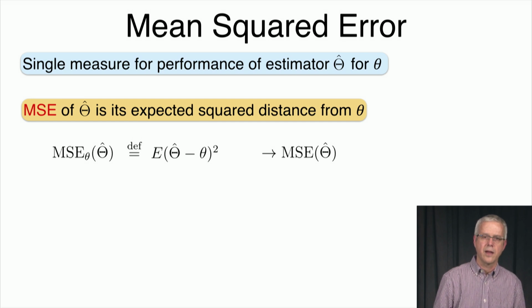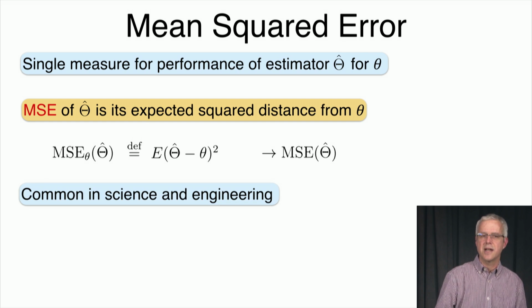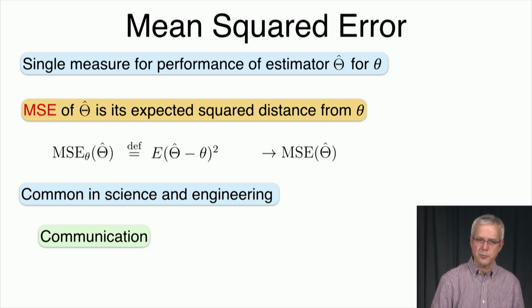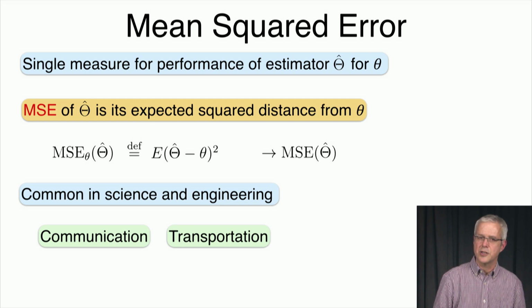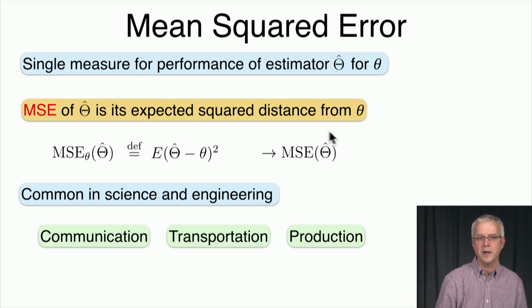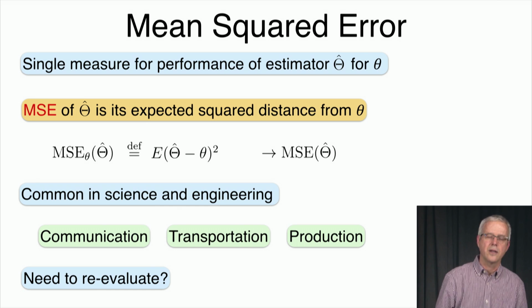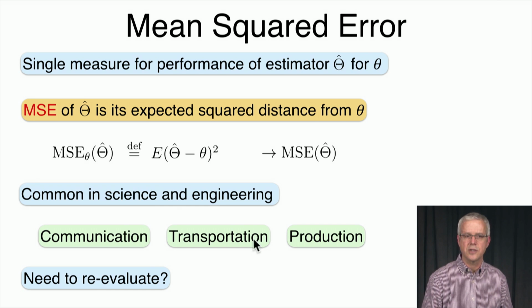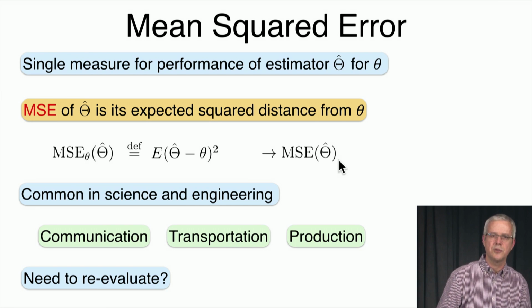If the parameter we're trying to estimate is clear, then we just denote it by the MSE of theta. And this is common in science and engineering. For example, when people design communication systems or transportation systems or production facilities, they often use this measure. They want to design something and minimize the mean squared error. So they have some target and they want to minimize this difference squared.